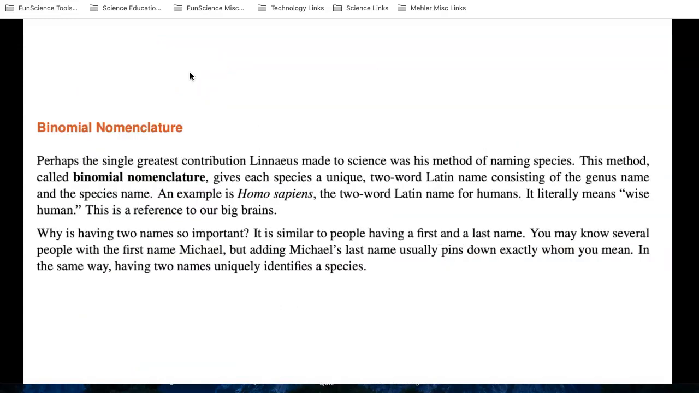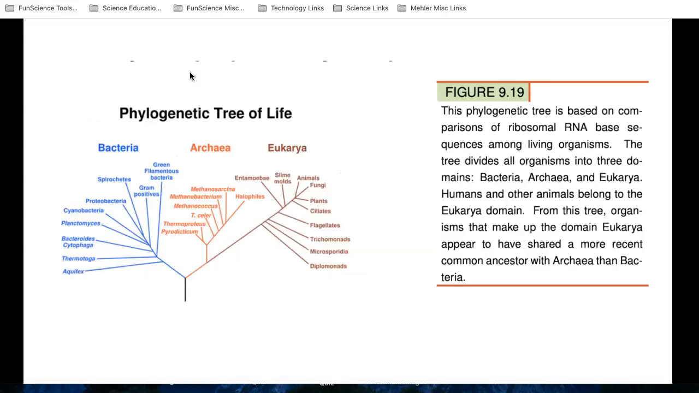Perhaps the single greatest contribution that Linnaeus made was his method of naming, and we've talked a little bit about that. So take a look at this, read it, and we're going to now take a look at the phylogenetic tree. And a phylogenetic tree is a way of showing relationships over time, so kind of the evolution over time.